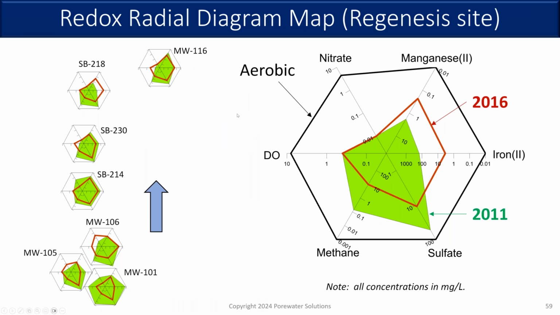So this shows temporal changes in redox conditions for that Regenesis site we just saw, in the area of interest, flow from south to north. The green is the pre-remediation 2011 redox conditions, and the orange is the 2016 post-remediation. And you can see, taking this well here, for example, SB230, this is the methane nexus, low concentrations here in 2011, much higher concentrations in 2016. So we have an increase in methane, a decrease in sulfate, increases in manganese and iron, telling us things got a lot more anaerobic because of the bioremediation that was done with all these transects.